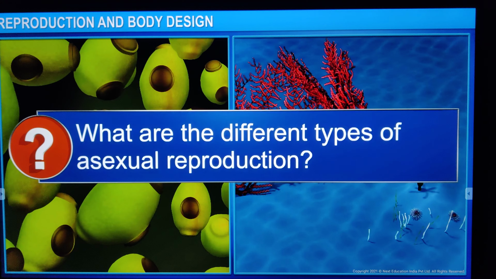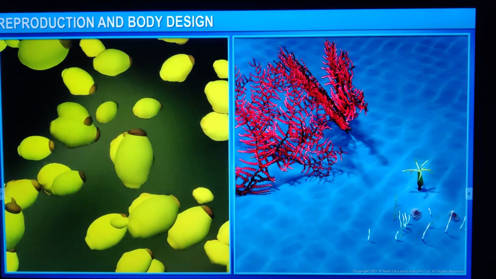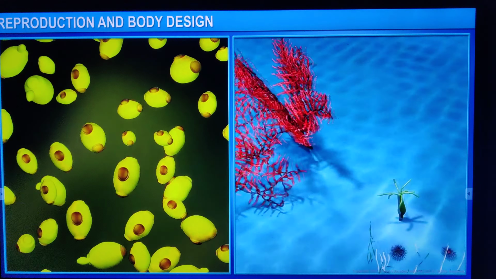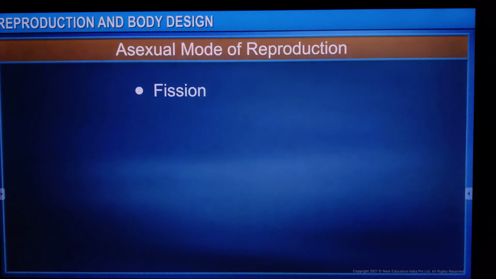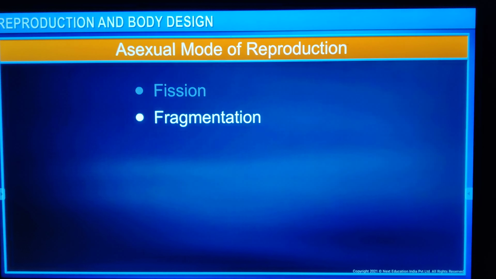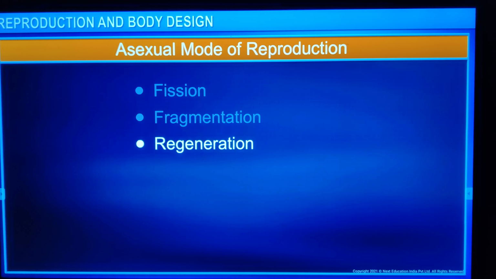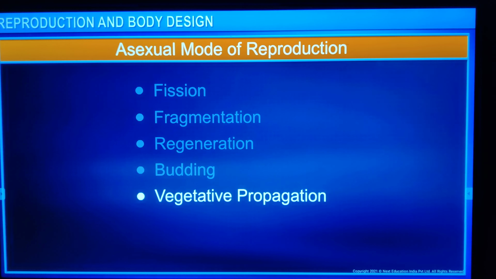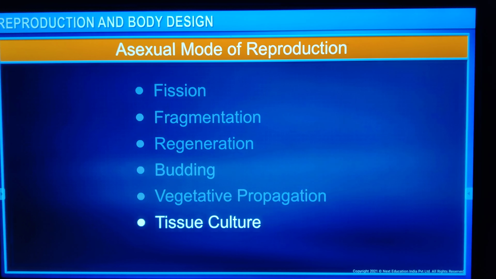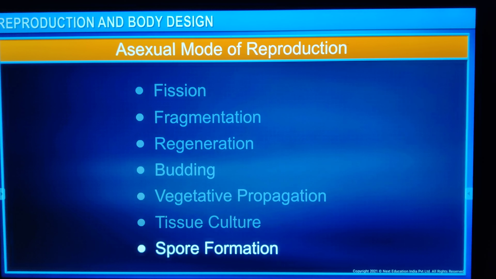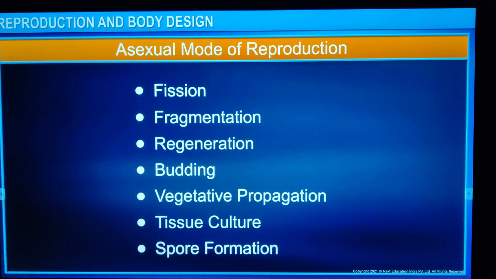What are the different types of asexual reproduction? The forms of asexual mode of reproduction are fission, fragmentation, regeneration, budding, vegetative propagation, tissue culture, and spore formation.